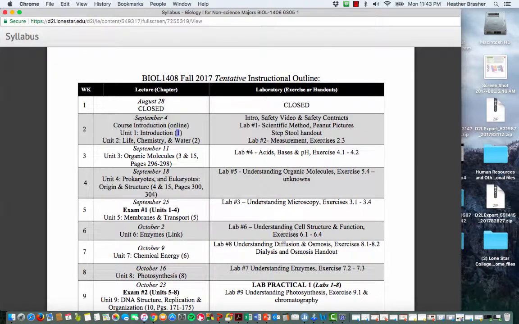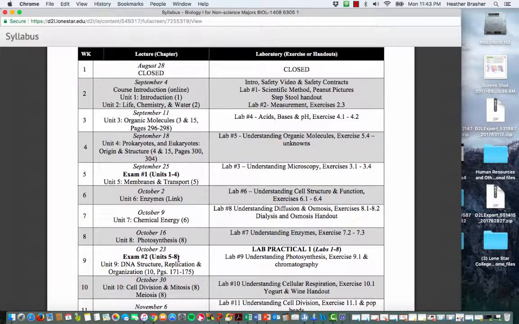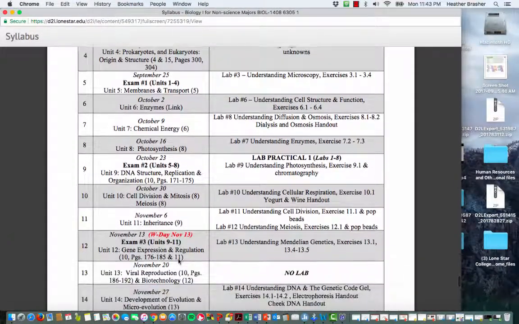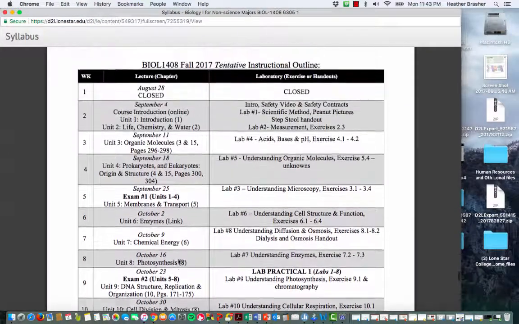The laboratory and the exercise or handouts here. So, for instance, Unit 2, Life, Chemistry, and Water, this is Chapter 2. So if you look, most of the time they're one chapter, but if you see here, next week, Organic Molecules, you'll be reading Chapter 3 and a small part of Chapter 15, pages 296 to 298. So as you go through, you'll notice things are all over the place. So keep that in mind as we go through on what chapters you should be reviewing and reading.